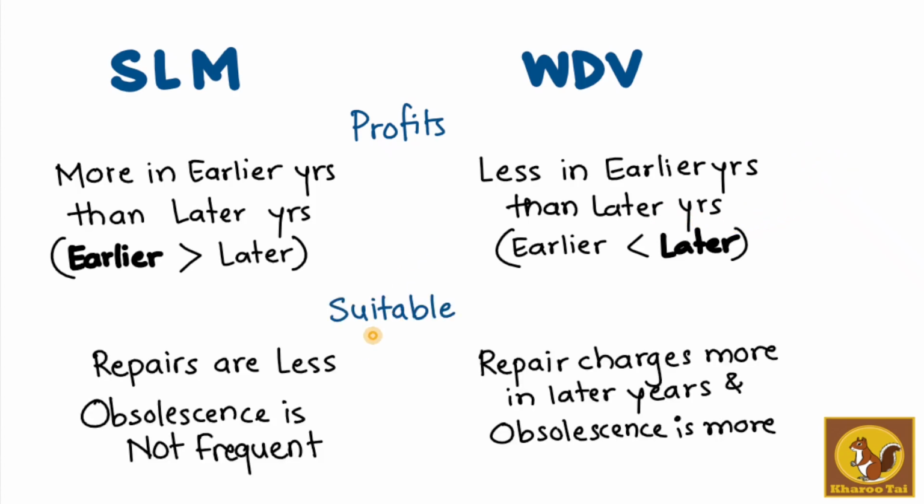And a connected point, what is suitability? SLM is suitable when the asset is having less repairs and the chances of it getting outdated, obsolete, are not frequent. And WDV is suitable for assets where repair charges will be more in later years and the chances of the asset getting obsolete are there.